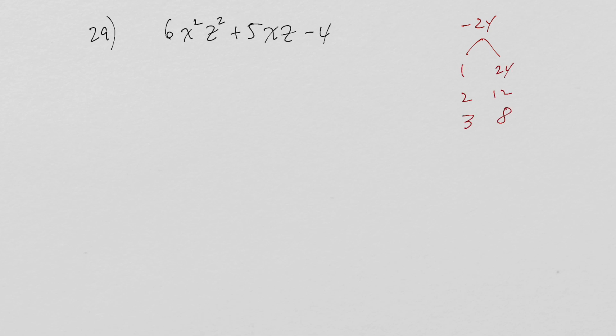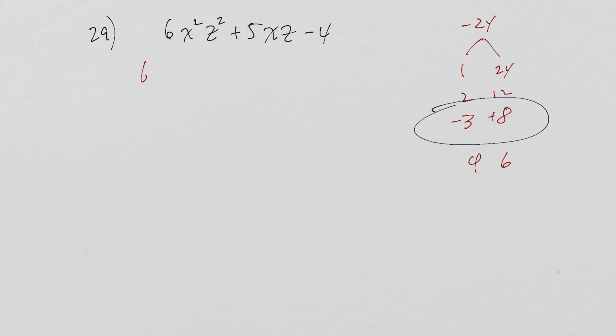Number 29. 6x squared z squared plus 5xz minus 4. The product of the two outer numbers is negative 24. Because it's negative, I'm looking for factors that give me a difference of 5. So 1 and 24, 2 and 12, 3 and 8, there it is. This gives us a difference of 5. So I'll just stop right there, even though 4 and 6 is possible, but I didn't need to do that. I need to put the positive on the 8 and the negative on the 3 because these have to add up to positive 5, not negative 5.